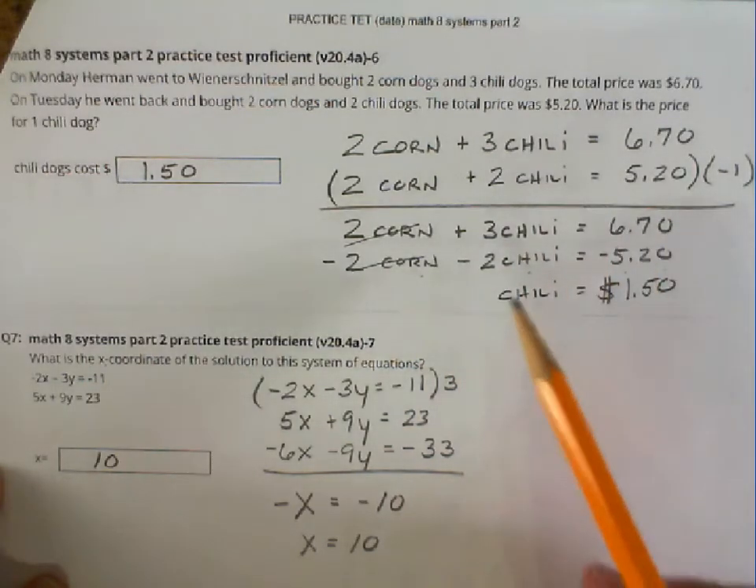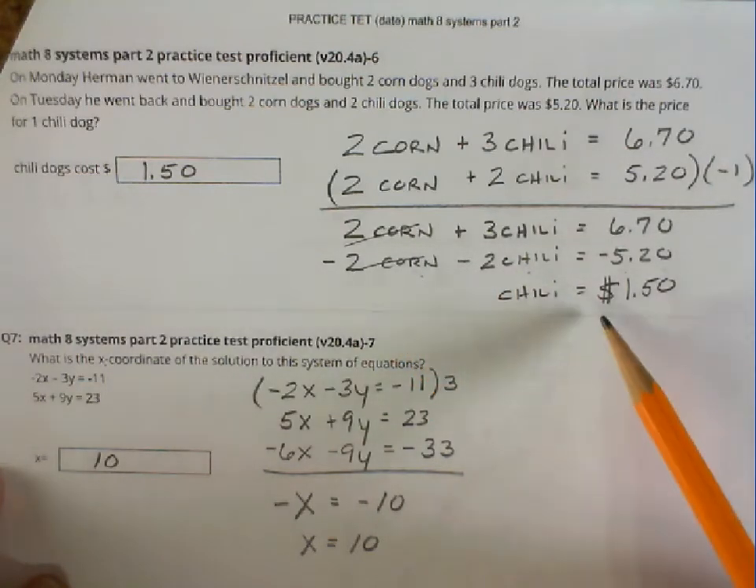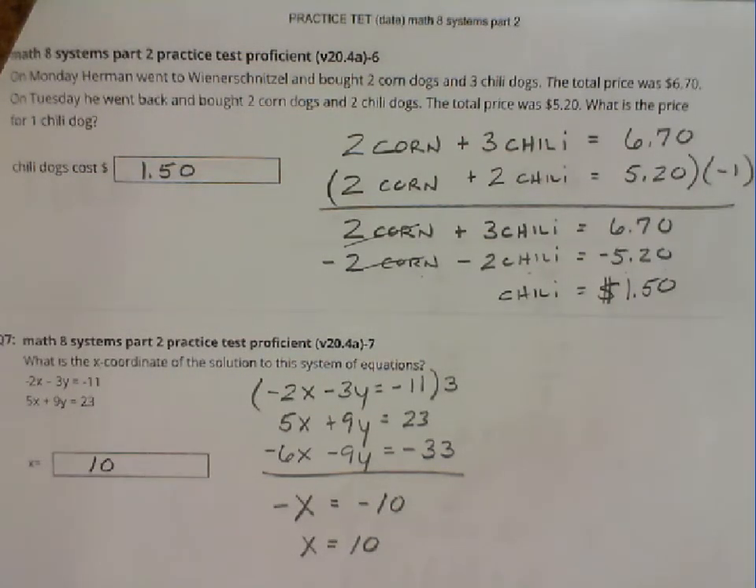When I solve this system, notice the corn dogs are going to cancel out. I'll be left with 1 chili dog equals $1.50. So a chili dog is $1.50. It does not ask for the cost of a corn dog.